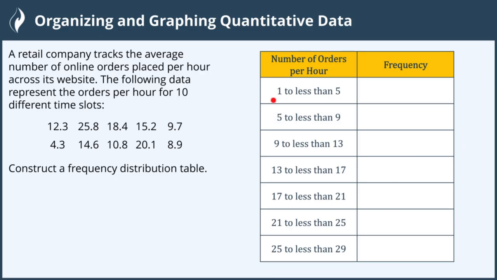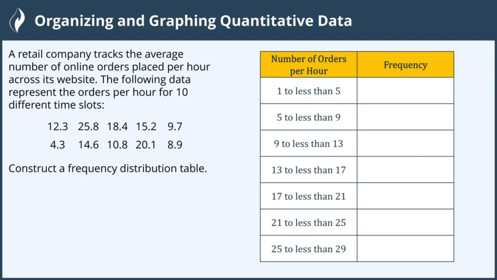So anything between 1, but not including 5. 5 will be in the next interval, so we're starting at 5 and including all hours up to, but not including exactly 9. So the intervals read just like that all the way down.